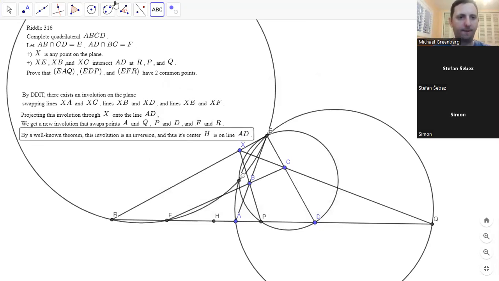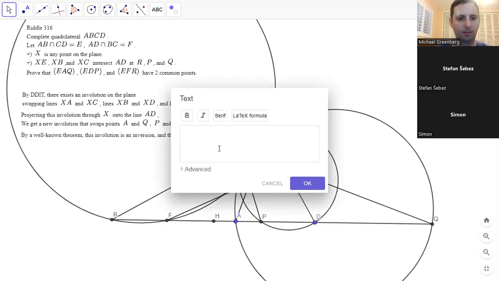Now, once we know that, then H has the same power with respect to those three circles. So then H has the same power with respect to EAQ, EDP, and EFR, and thus is their radical center.